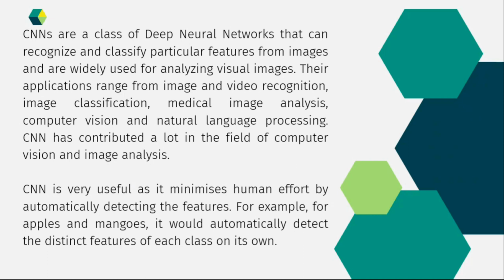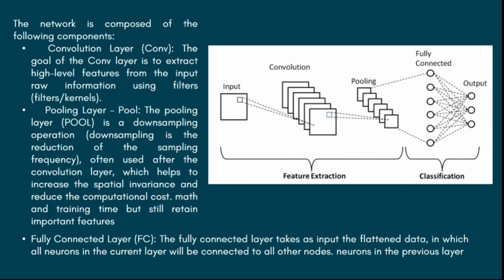CNN is very useful as it minimizes human effort by automatically detecting the features. For example, for apples and mangoes, it could automatically detect the distinct features of each class on its own. The convolutional neural network is widely regarded as one of the most popular and advanced learning models today. And the network is constructed from the following components.